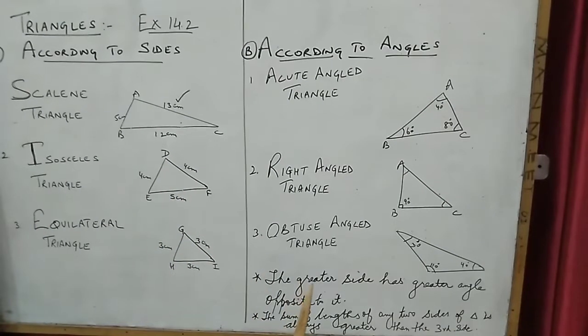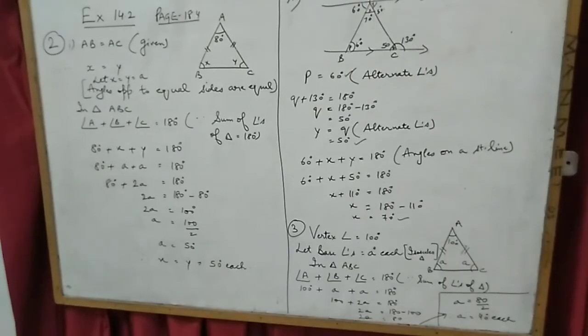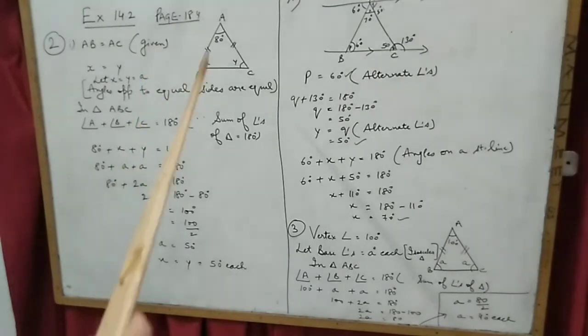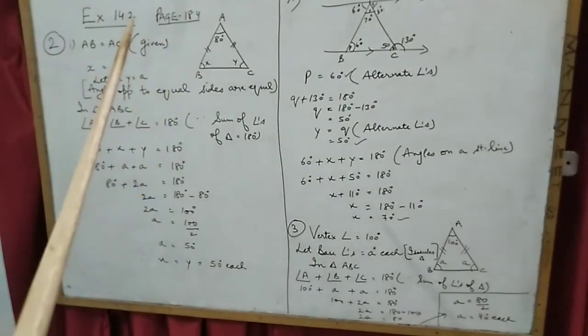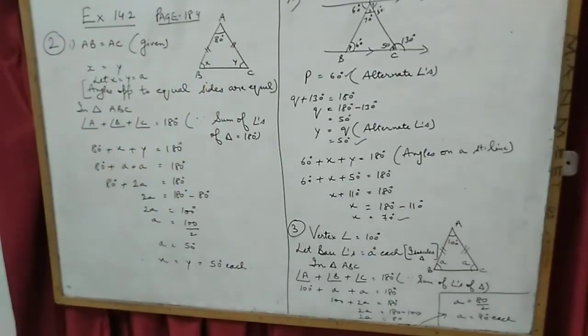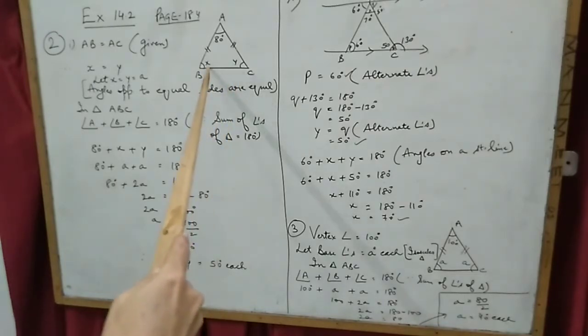Okay children. Now children, open your books, page number 184. Here some triangles are given and the question is you have to find the unknown angles. Children, unknown angles are the angles whose values are not given. See, like X and Y.